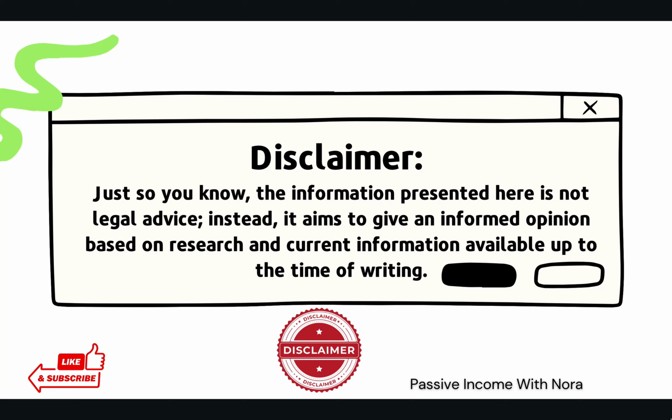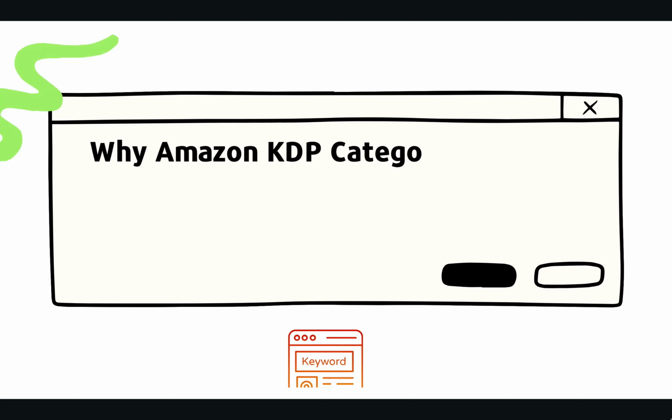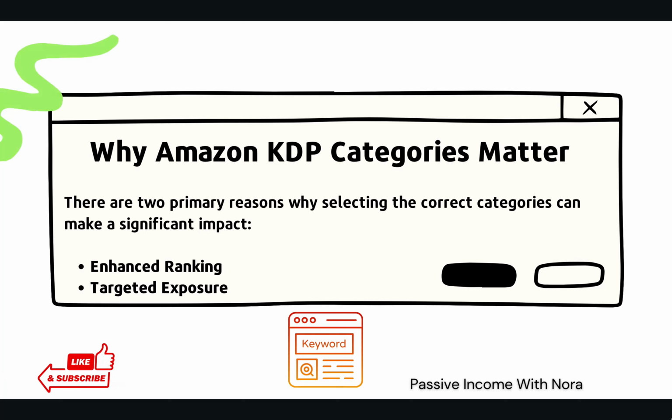Why do Amazon KDP categories matter? What do they do? Before I dive into the tool that will change your KDP journey, let's understand why categories are crucial for your book's success on Amazon. There are two primary reasons why selecting the right categories can make a huge impact. First of all, enhanced ranking. Amazon's algorithm uses category data to better understand your book's nature, and this understanding directly influences your book's ranking on Amazon. The higher ranking means that your book will likely be visible to more customers.